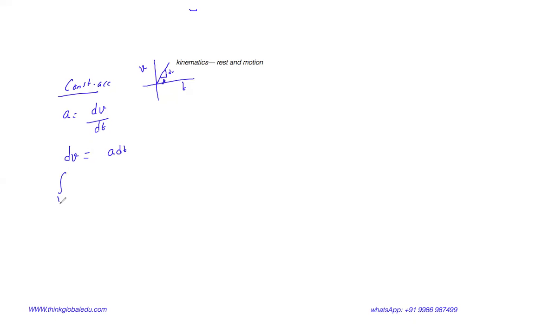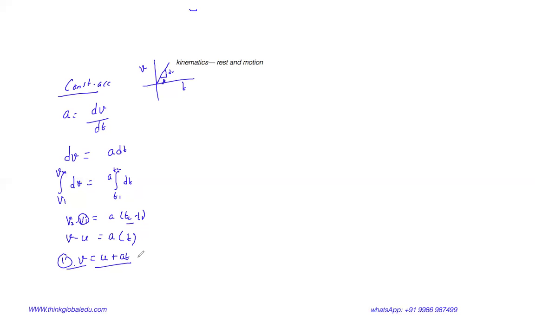Now I can integrate this equation from v1 to v2 dv equal to a, which is a constant, so we can take the a out, t1 to t2 dt. So what we will get here is v2 minus v1 equal to a into t2 minus t1. Here we can represent v1 as the letter u and v2 as the letter v, which is equal to a into, and t2 minus t1 we can represent just as time t. So what we will get here is v equal to u, so I'm adding u on both sides, plus a into t. This is the first equation of motion.